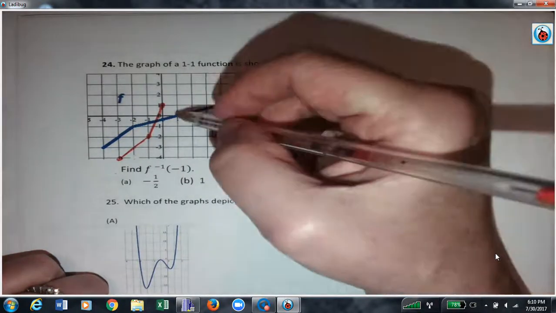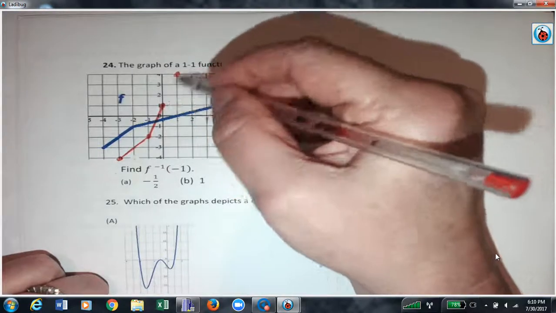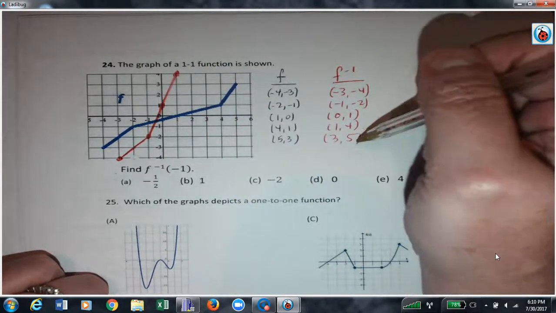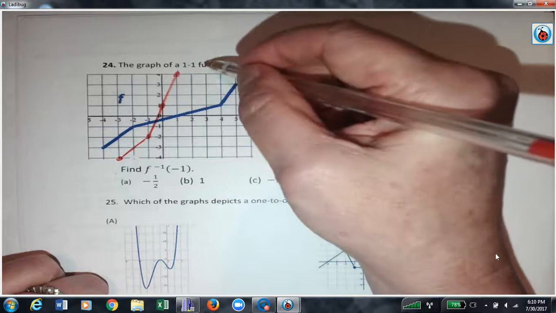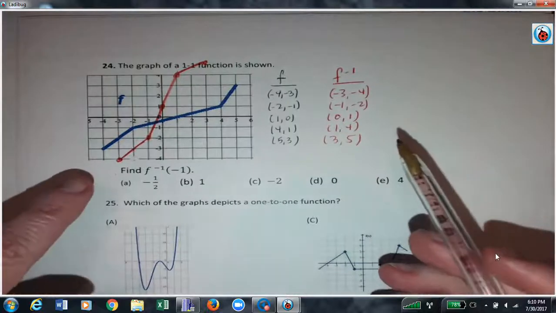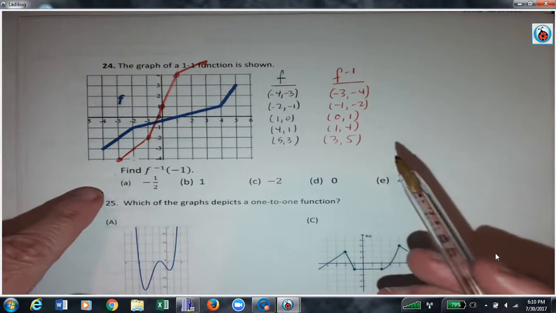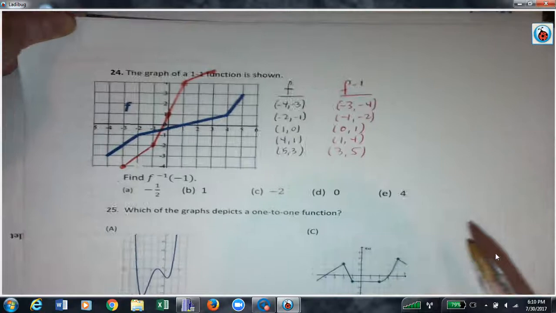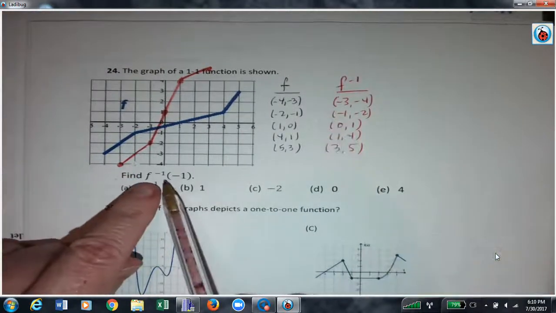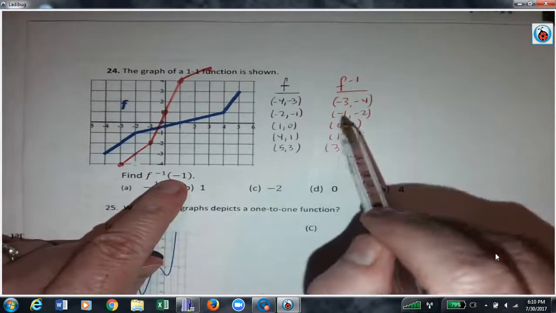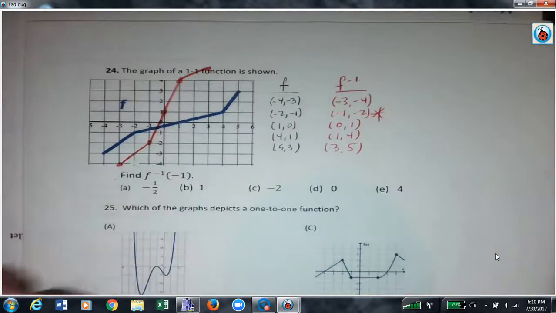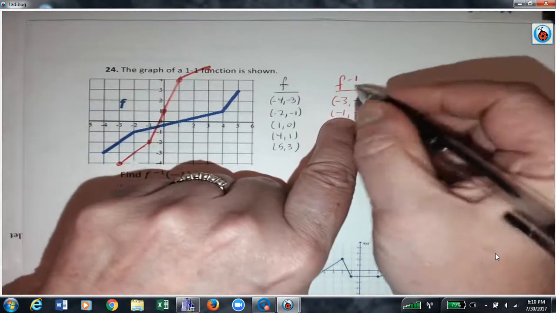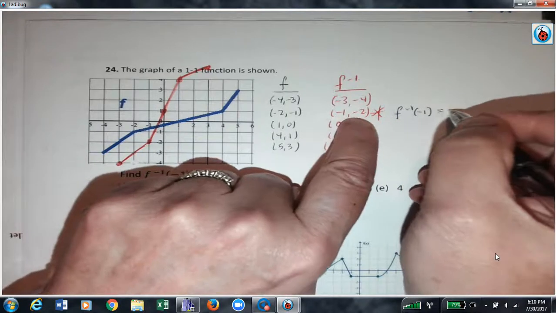1, 4. And 3, 5, which would be about there. So I'm doing a bit more than just answering the question. So in red is the inverse. And as you can see, it would be symmetric with respect to the line x equals y. And I can see, where does f inverse take negative 1? Well, there's the point that I want. I can see that f inverse, because that's the name of the function, takes negative 1 to negative 2.